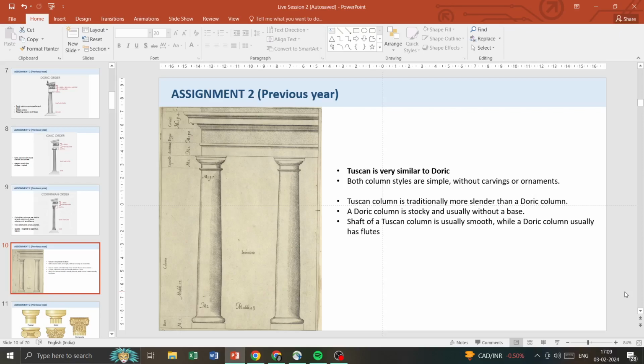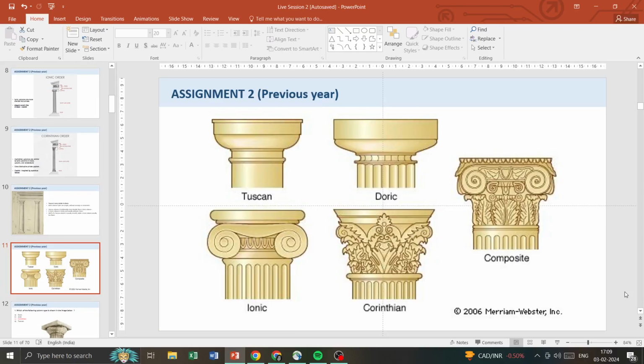column has flutes. Now coming back to the capitals in detail, this is how it looks. So you can see Tuscan and Doric, they are very similar looking, but Tuscan has a plain column, Doric has flutes. Ionic has scroll. Corinthian is very decorative based on leaves, and Composite is also a Roman order. So what happens in Composite is that different capital styles, different column styles, different order styles are combined into one. That's why it is called Composite.